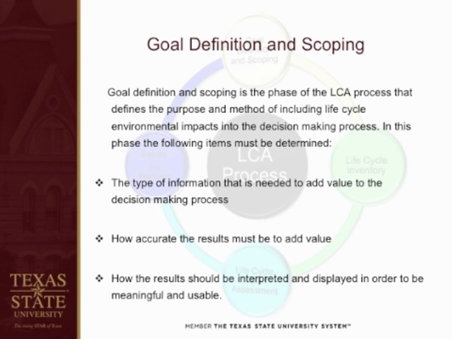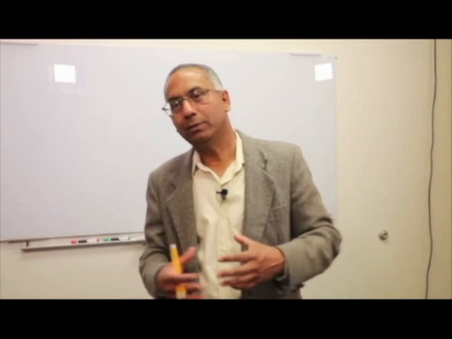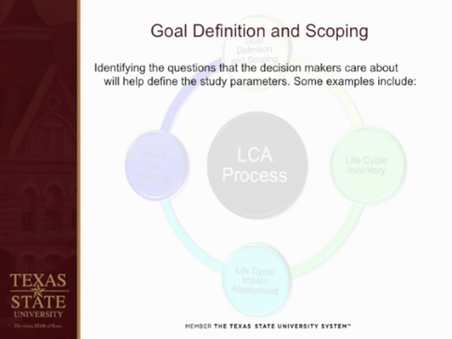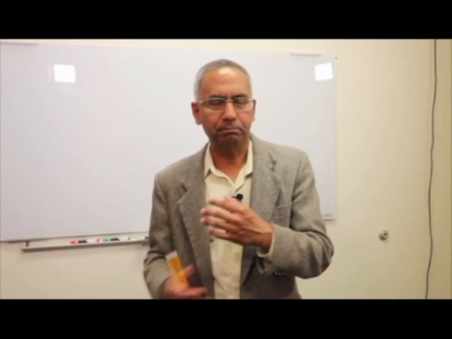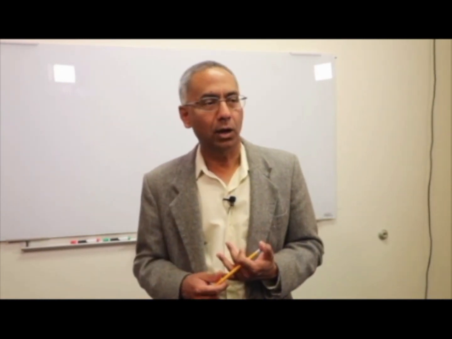And the last step is how the results should be interpreted and displayed so that it's useful for decision makers. Not every decision maker is an engineer. We have people from different walks of life. We need to present the findings in a way that the whole group or team can find useful. The next step in goal definition is to try to identify questions that decision makers may care about, because that can help you bring some more focus to this process. It can also help define your study's parameters.